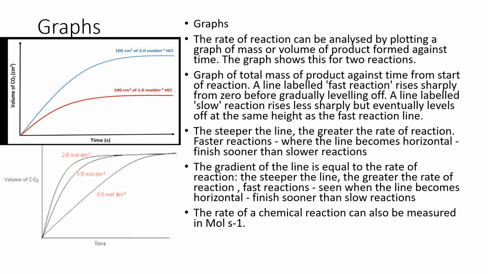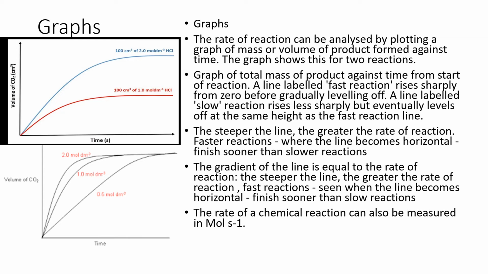Graphs. The rate of reaction can be analyzed by plotting a graph of mass or volume of product formed against time. The graph shows this for two reactions. On the left here are some graphs. The first one shows different concentrations of hydrochloric acid, and we can see its volume over time. The first is 2 moles of hydrochloric acid and the second is 1 mole, and we can see the difference in volume given off over a certain time.